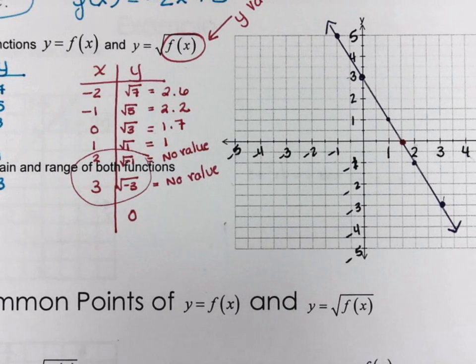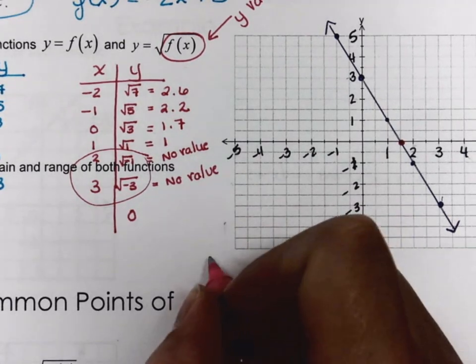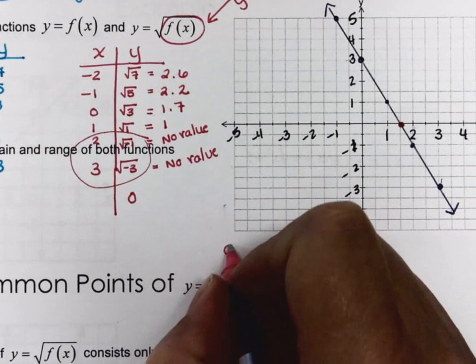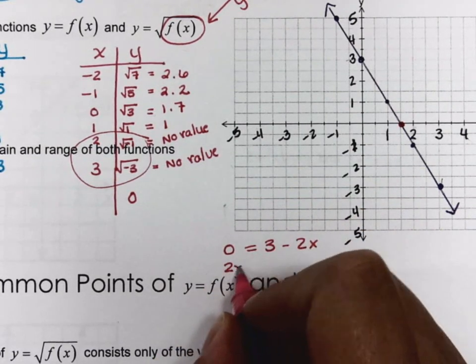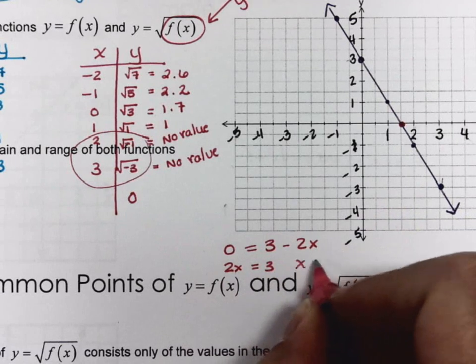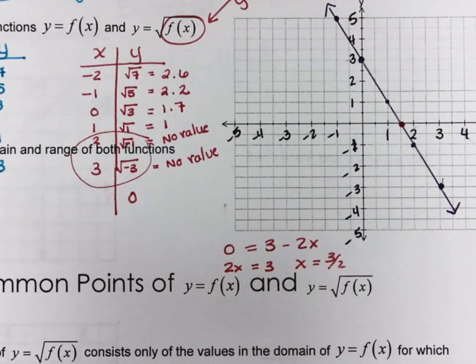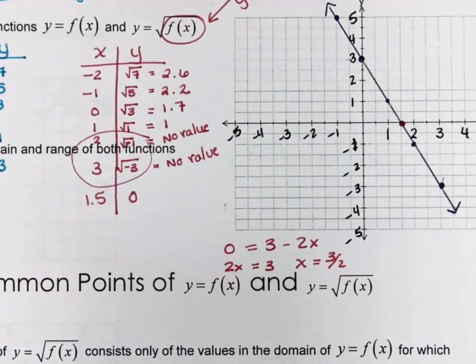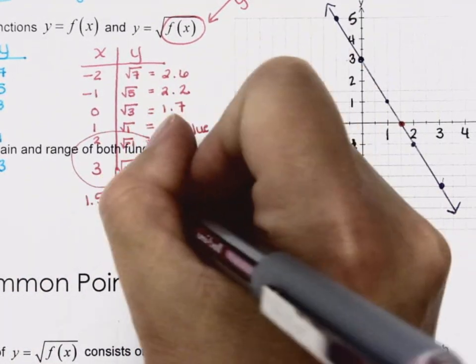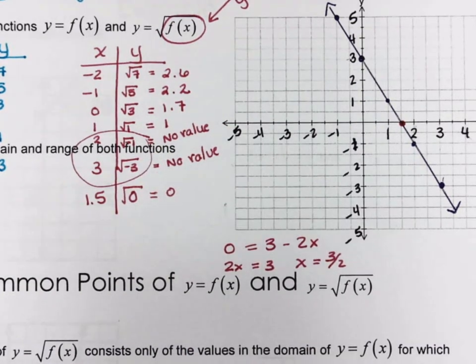I'd probably go back to my equation and find the x-intercept using my equation. So I'm just going to do that in here. 0 equals 3 minus 2x. So 2x equals 3. So x equals 3 over 2. So we know that that is 1.5. Make sense to everybody? Because then if we do the square root of that, we know that that's 0.